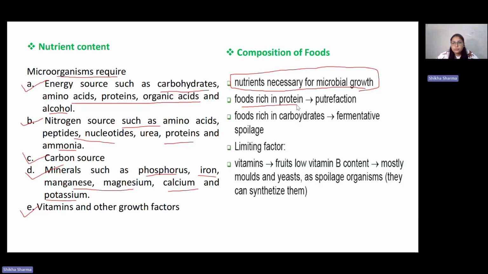If the food is rich in protein, or proteinaceous food is there, then microorganisms can spoil it and putrefaction can occur. And if the food is carbohydrate rich, then fermentative spoilage will be more.